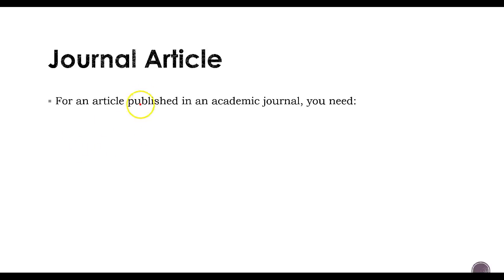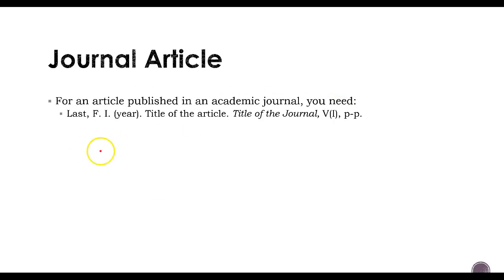Let's talk a little bit about how to do journal articles. So for an article that's published in an academic journal, you need the last name and first initial, the year, the title of the journal article, then you also need the title of the journal where it appeared, and you need the volume and the issue. And you put it like this, like you'd say volume 6, issue 2. And then you need the page numbers, and then you just put like 62 through 65, period.